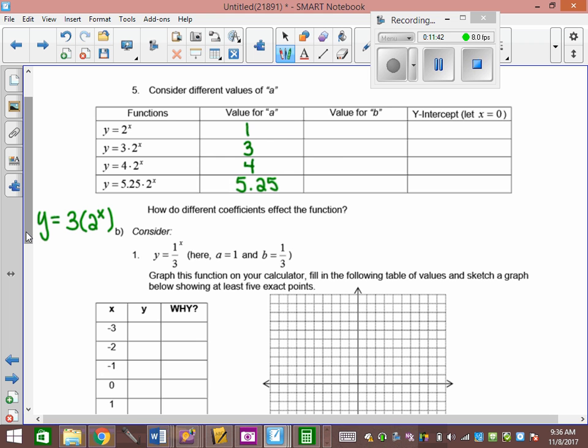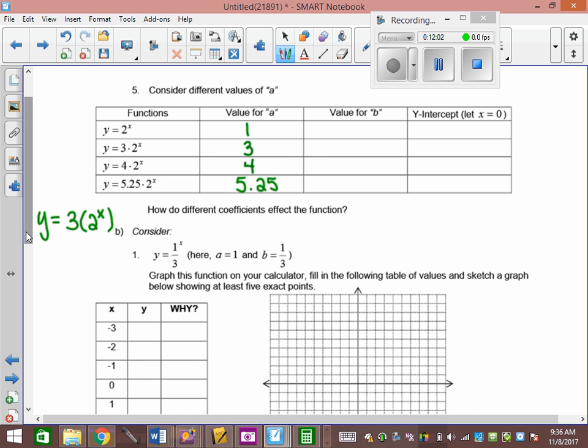Why do you have to do that? Because if you don't, it's going to go 3 times 2 to the x, which is actually 6 to the x. Is that true? Is that the same thing? No, this x is only to the 2, not to the 3. Okay? So type it into your Y2. What happens?